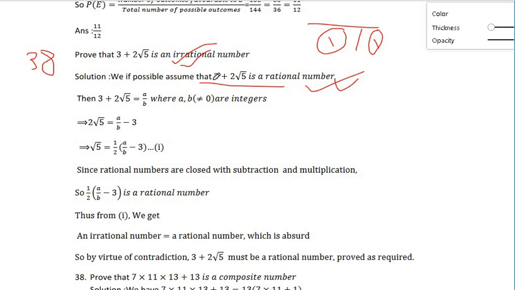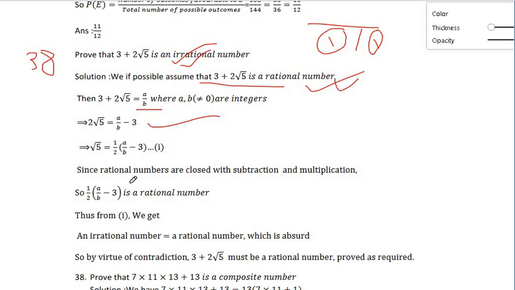So we assume that 3 plus 2 root 5 is a rational number. This is not true, but we have taken it, so after calculation we must get an absurd, impossible result. Since it is a rational number, we take a by b, where a and b are integers and b is not equal to 0, because the number in the denominator cannot be 0. So 2 root 5 we take on the left hand side, 3 we bring to the right hand side, and divide by 2. So root 5 equals 1 by 2 times (a by b minus 3).